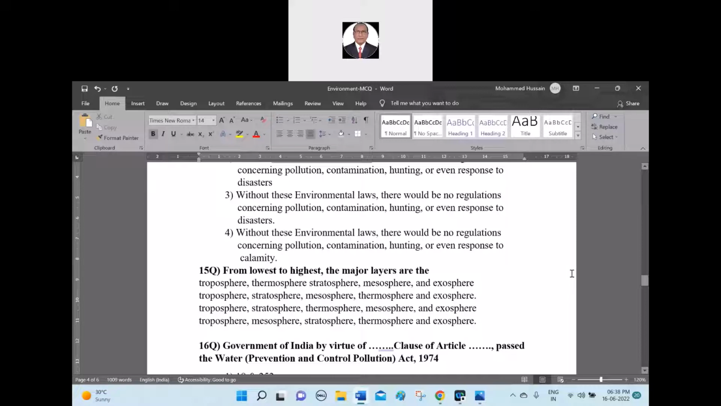From lowest to highest, the major layers are the dash: troposphere, thermosphere, stratosphere, mesosphere and exosphere. Number 2, I did not put the 1, 2, but anyone can read it now. I will keep the 1, 2. Yes? Anyone can read now. Sir, we could not know how to read. Yes? Anyone can unmute and read.